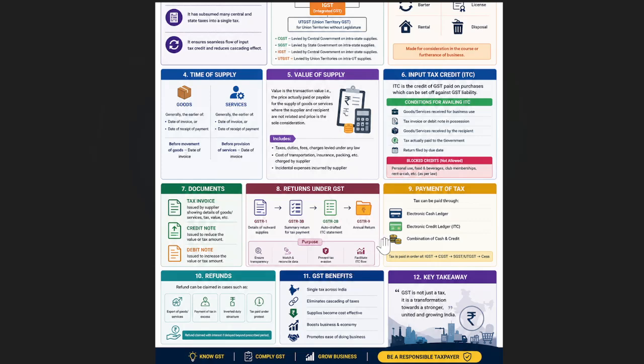GST benefits: the single tax across India eliminates the cascading effect. The supplies become cost effective, boosts business and economy, promotes ease of doing business. The key takeaway from this infogram: this is created beautifully by ChatGPT. There are some smaller gaps, like the time of supply is not properly given. But if you see, it's very beautifully created, very easy for the students to remember.